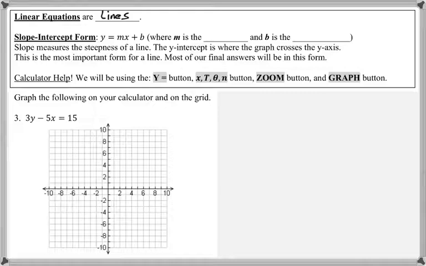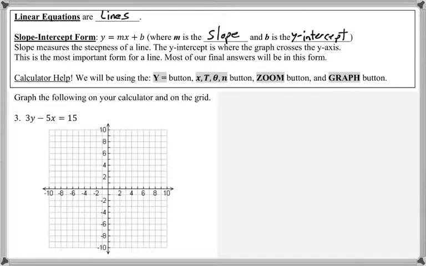And one of our most important forms for a line is the slope-intercept form, which is y is equal to mx plus b. And this is where m is the slope and b is the y-intercept. So the slope measures the steepness of the line, and the y-intercept is where the graph crosses the y-axis. And this is the most important form for a line because you can really read that information from it and graph your line. And most of our final answers will be in this form.